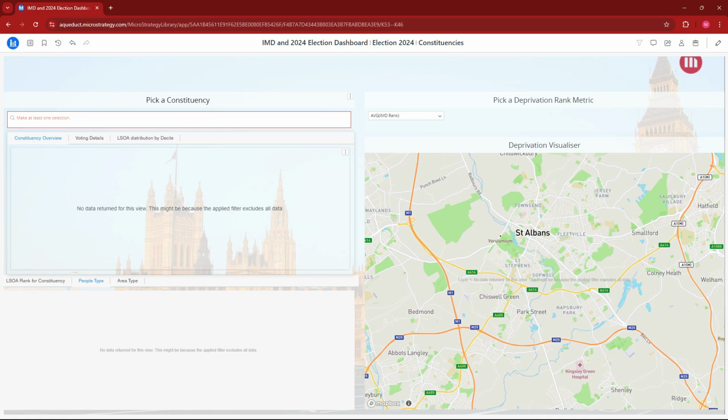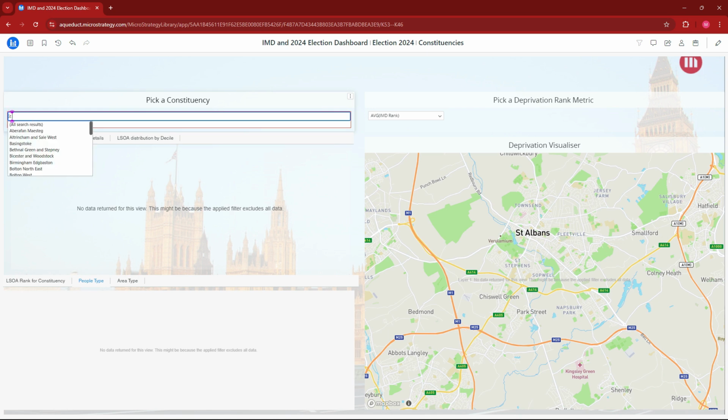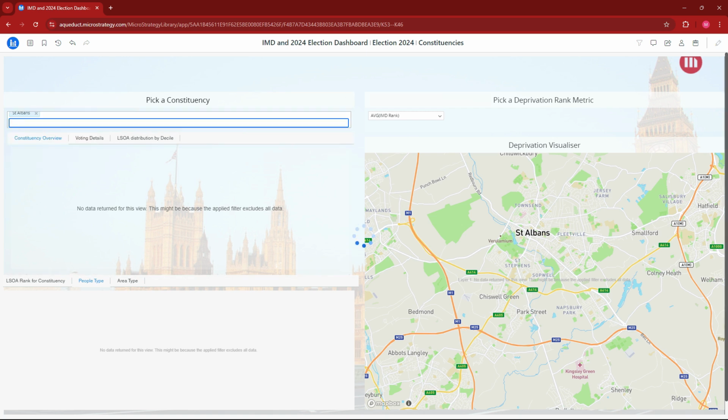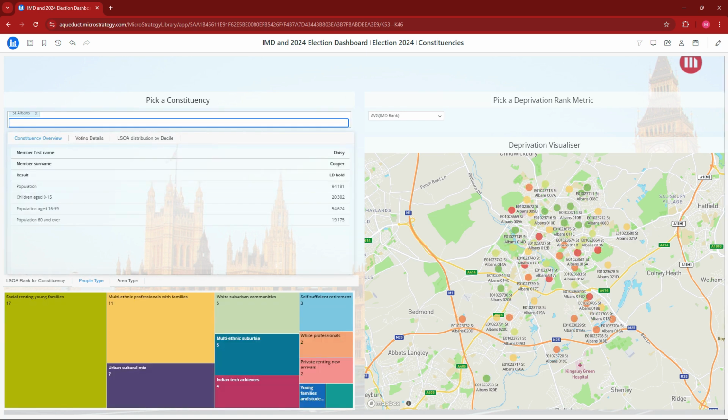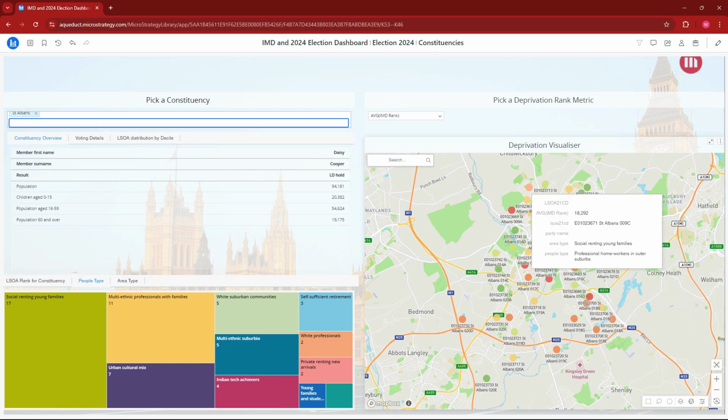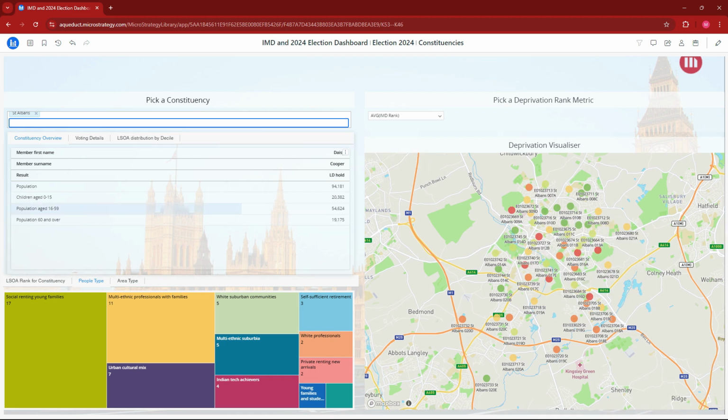Well, let's look first at the lovely cathedral town of St Albans, which is north of London. So let's select St Albans. There it is. So we click on St Albans, and the dashboard displays the map with the LSOAs mapped on them. We can see the constituency results. So it was a Liberal Democrat hold. So St Albans is a Liberal Democrat town.